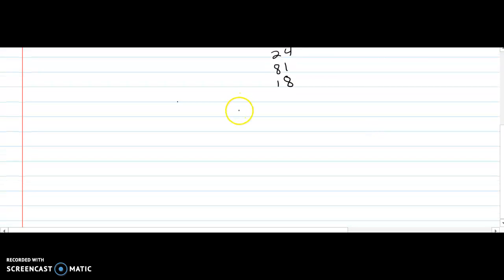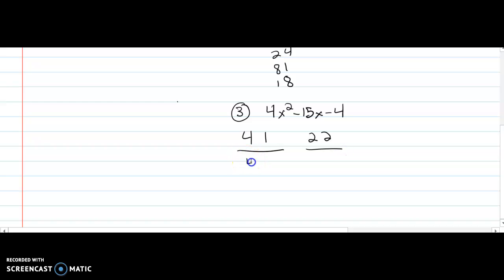Okay, so the third one, I have 4x squared minus 15x minus 4. So this one, there's a few different ways to get to 4. So I can do 4 and 1 or 2 and 2. And then underneath here, I have 4 and 1, 1 and 4, 2 and 2. And then same thing over here. Okay, now I cross multiply.